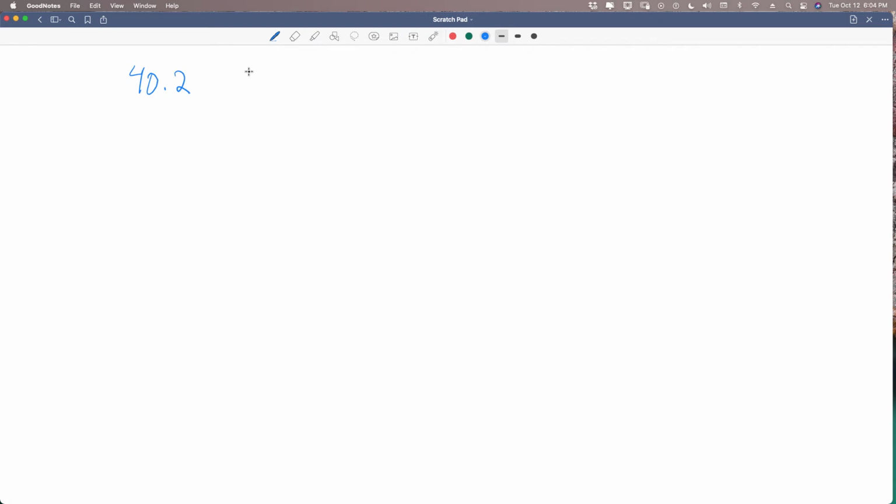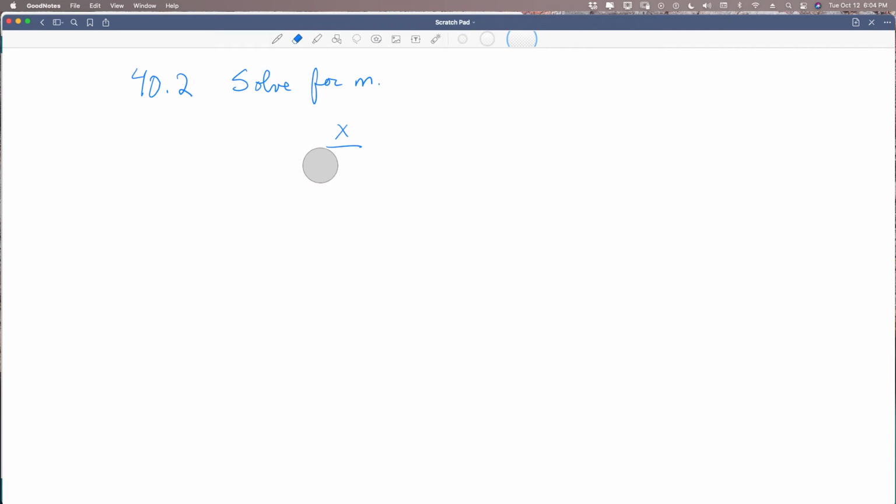And in this case, we're going to solve for m. It's supposed to be m, right? There we go. And here's our problem. We have x over m plus c equals y over a.